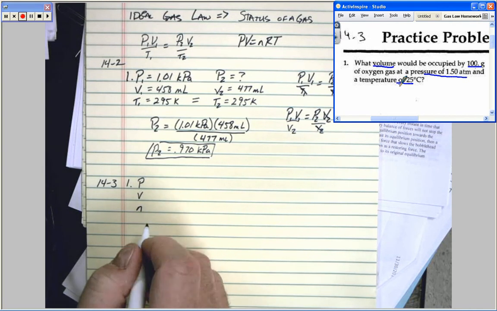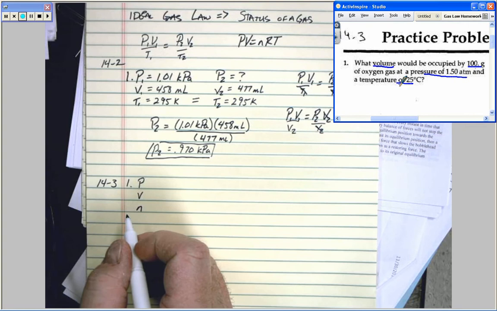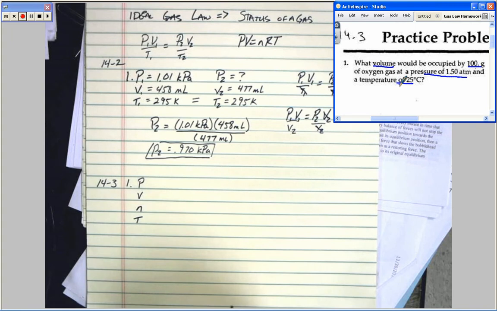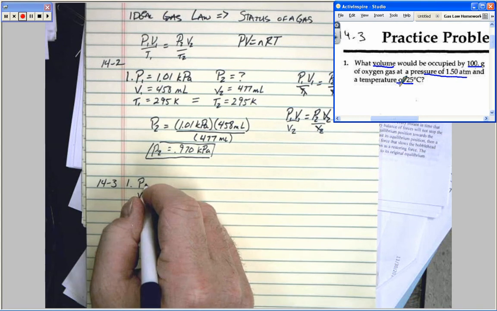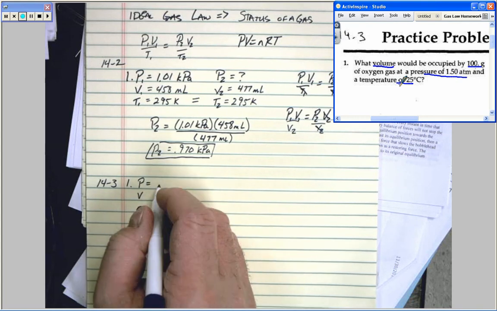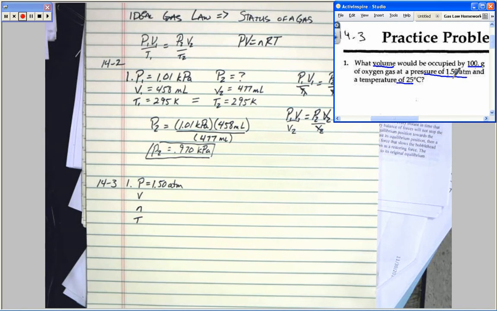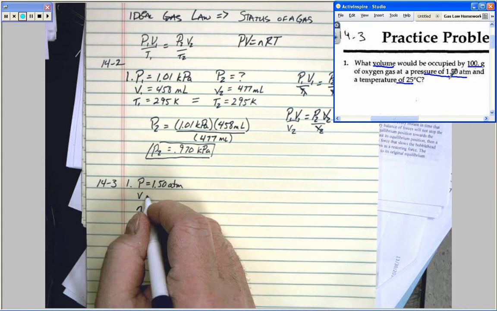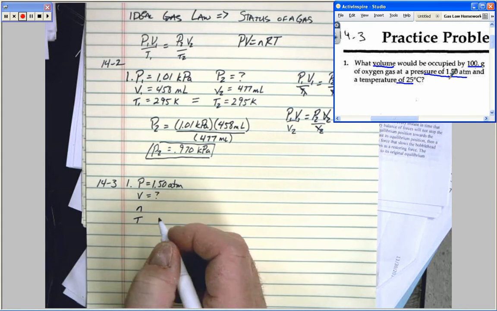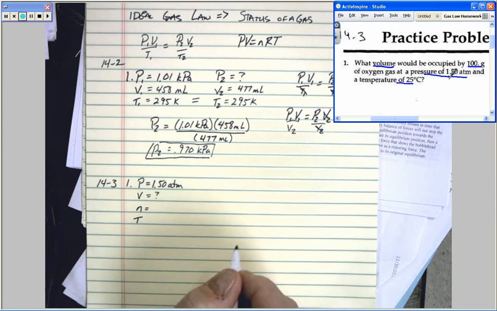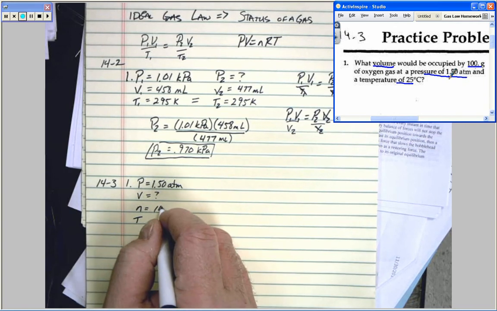We have some amount of gas, and for our purposes, n is our amount of gas, and then we also know a T. Okay, so what do we know for our pressure? We know our pressure is 1.50 atmospheres. Here's our pressure here. Okay, our volume, we don't know. That's what it's asking for. N, well, the amount of gas we have is 100 grams.